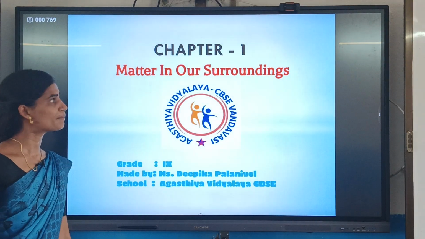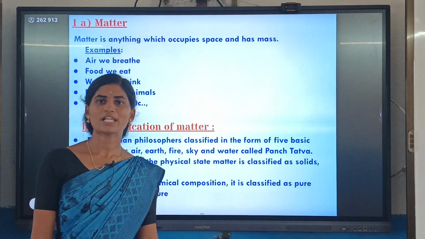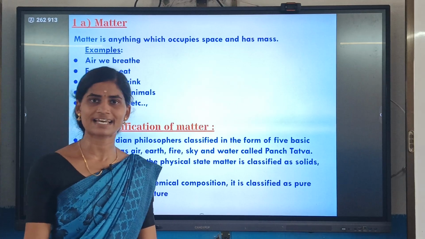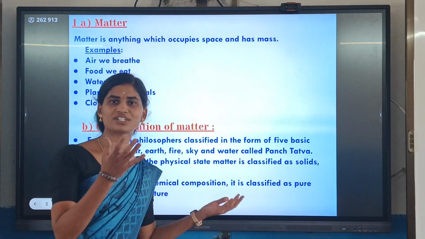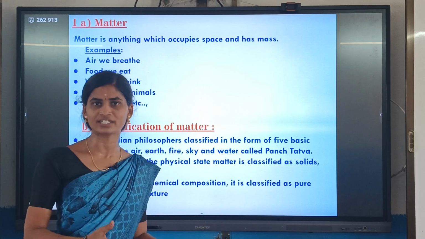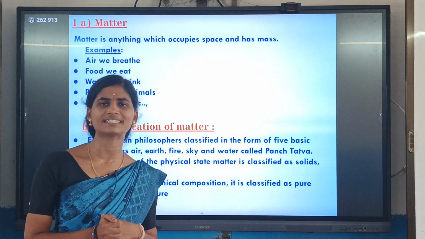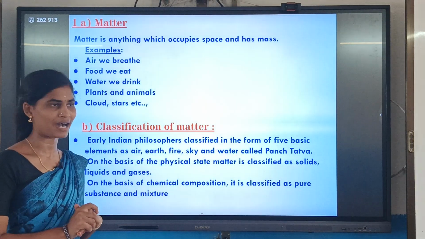Today we are going to learn about matter in our surroundings. As we look at our surroundings, there is a variety of things, right? They have different kinds of properties: different shape, size, color, texture. They all come under matter. Matter is anything which occupies space and has mass.